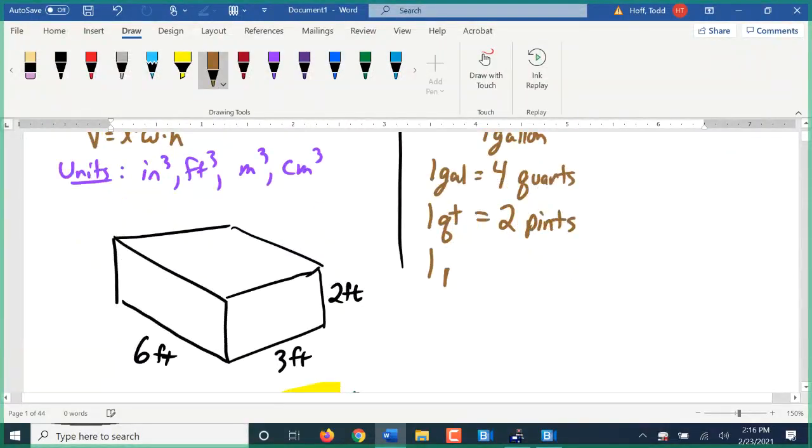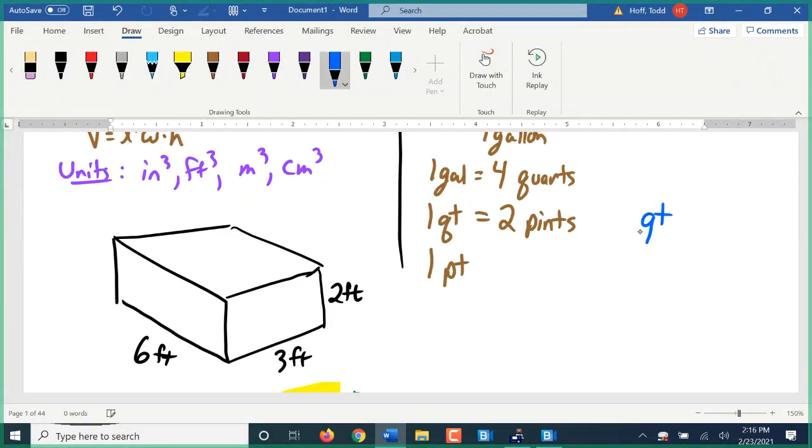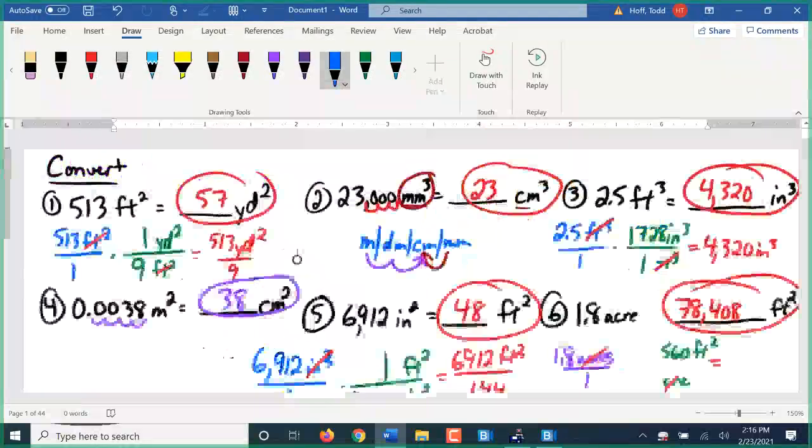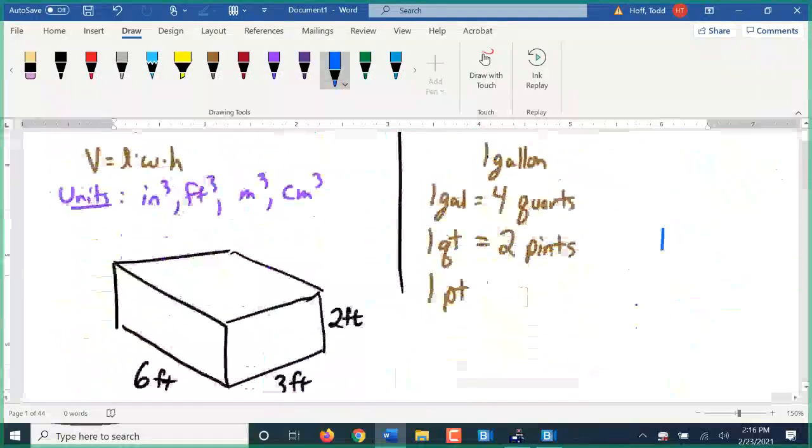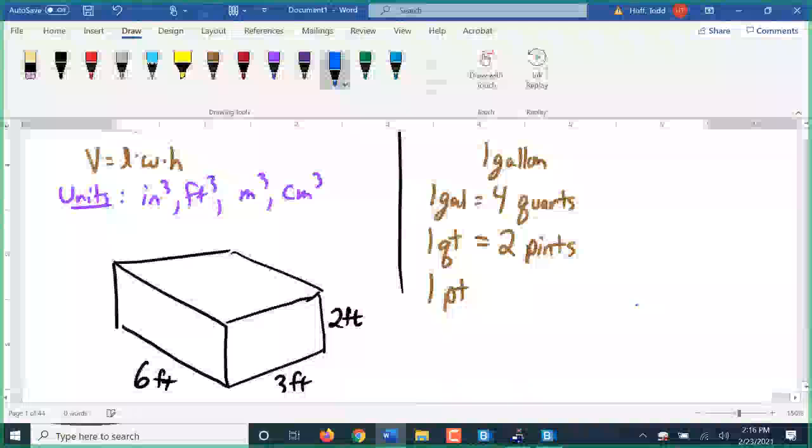Now, a word of warning here, by the way. Quart is abbreviated QT, and in some fonts it looks like that. Pint is PT. It's really easy to confuse those 2 abbreviations, so be very careful when you're looking at them. Go slow and make sure you don't read too fast and mix those up.